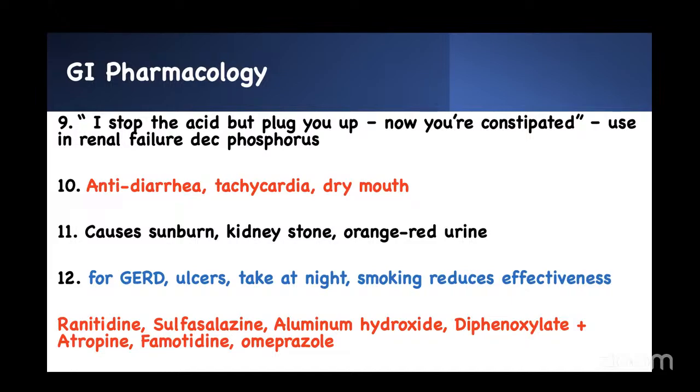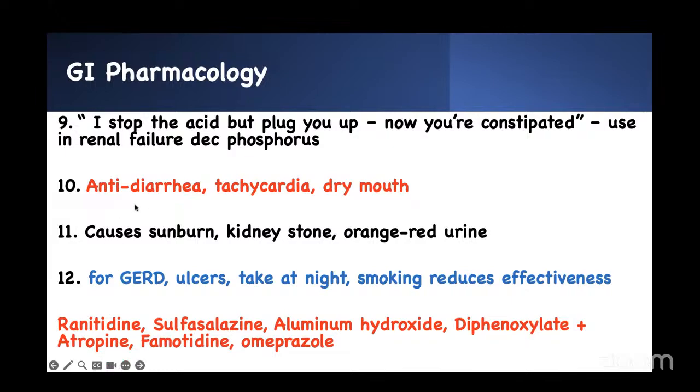I take this medication for GERD. I can use it for ulcers, but I should take it at night. If I smoke, it does not work. What do you think? This is number 12. You can see how I can teach the patient taking this medication to not smoke, take it at night, and when you have an ulcer, take it.